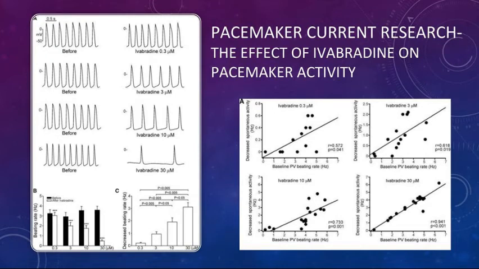Their results were that ivabradine decreased spontaneous activity of pulmonary vein cardiomyocytes by 6% in the 0.3 group, 32% in the 3, 49% in the 10, and 85% in the concentrations of 30 micromolar. This study showed a rate-dependent effect on the ivabradine. So ivabradine decreased the pulmonary vein beating rates more in the faster pulmonary vein cardiomyocytes.